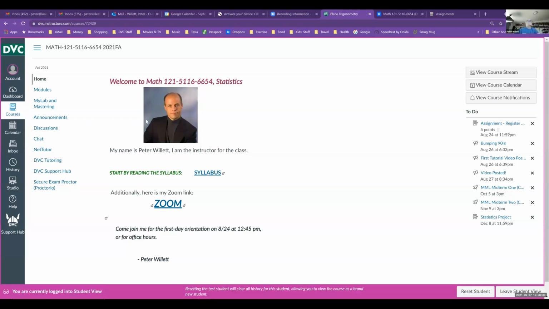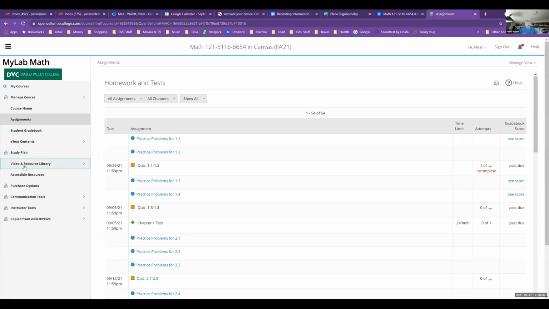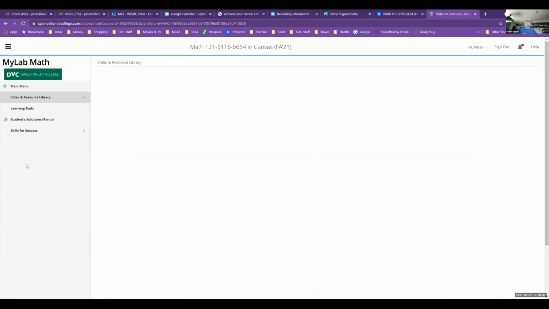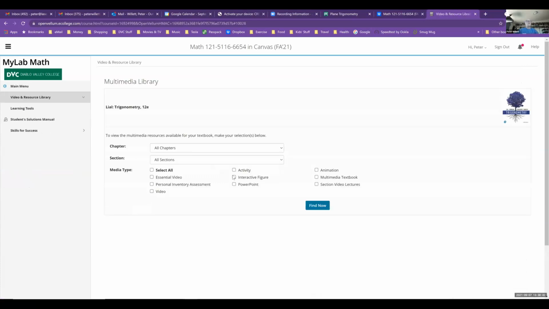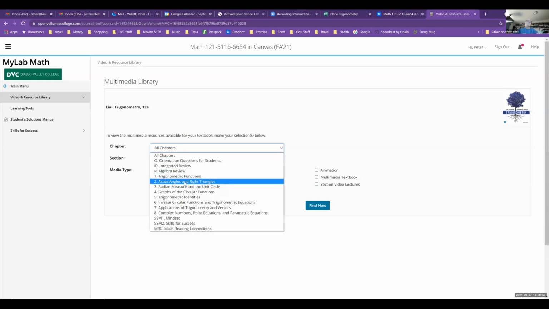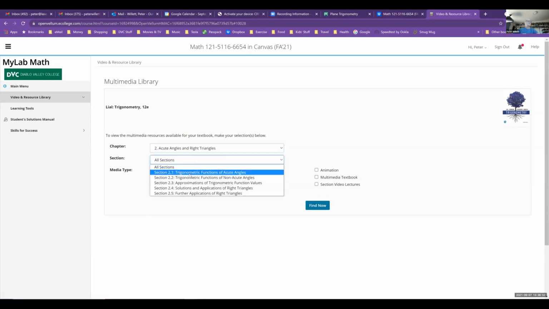All right, so if we go to the main website, then you go to Video and Resource Library. Can you see that on the left here? And then you click on PowerPoints. PowerPoints are these slideshows, and then you can pick whichever chapter or section you want. So we were just looking at chapter 2, section 1.